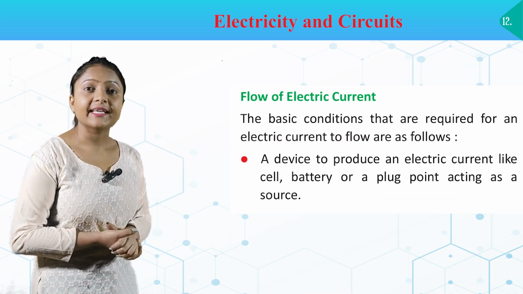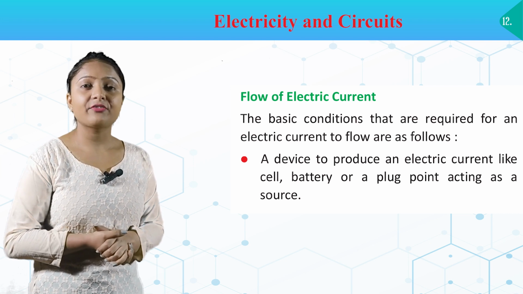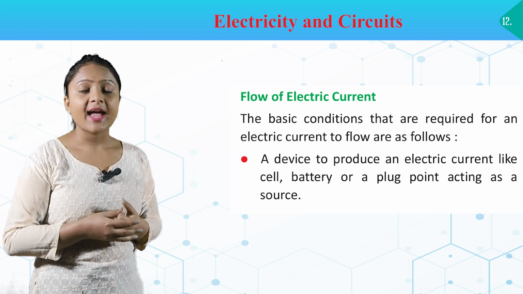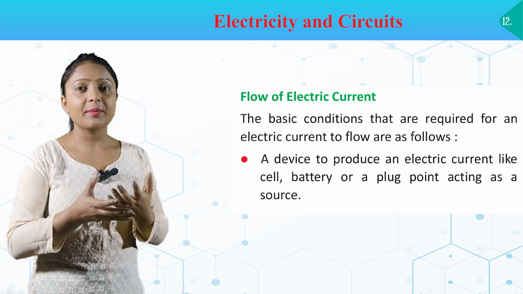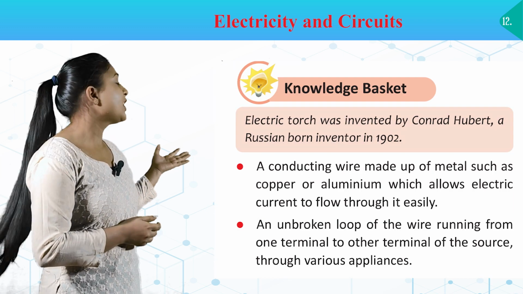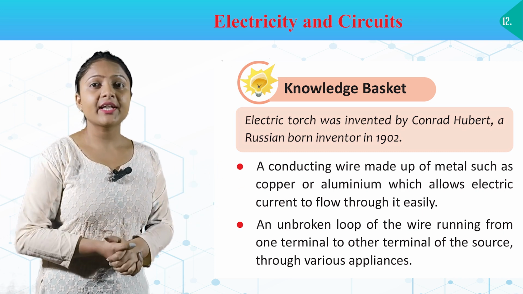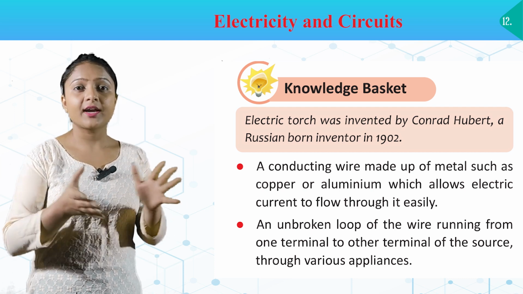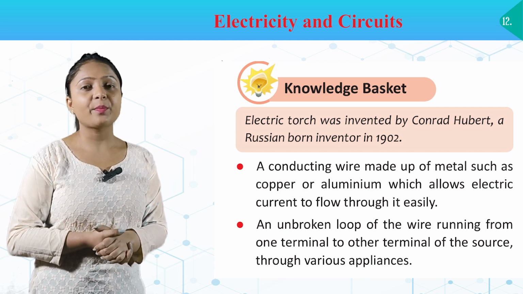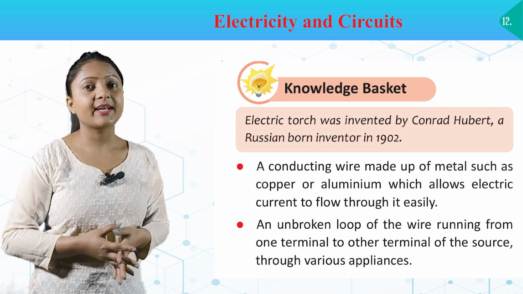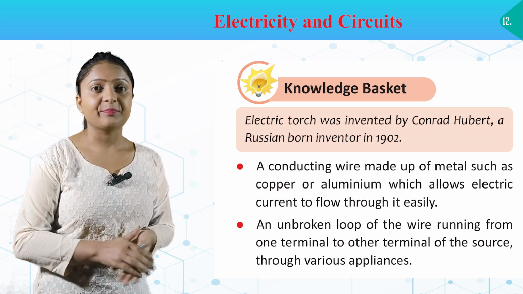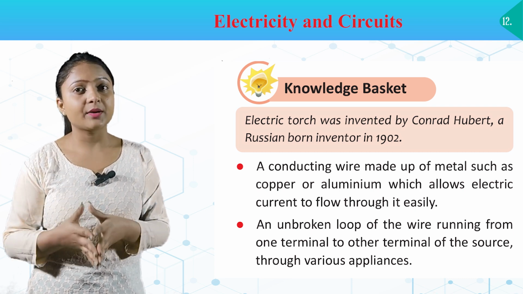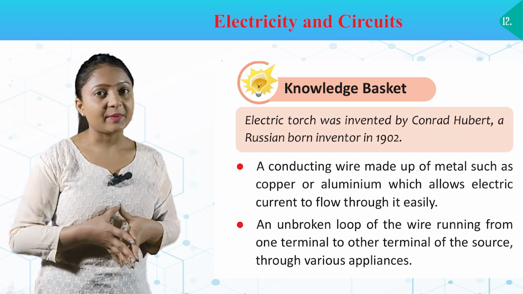Flow of electric current. The basic conditions that are required for an electric current to flow are as follows. A device to produce an electric current, like a cell, battery or a plug point, acting as a source. Knowledge basket: the electric torch was invented by Konrad Hubert, a Russian-born inventor, in 1902. A conducting wire made up of metal such as copper or aluminium, which allows electric current to flow through it easily. An unbroken loop of the wire running from one terminal to another terminal of the source through various appliances.